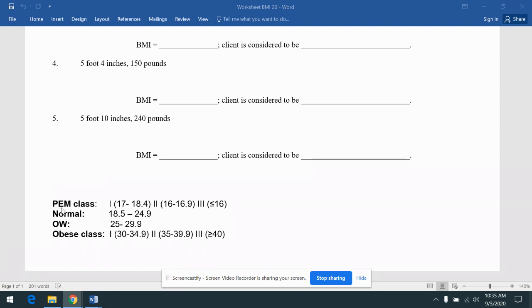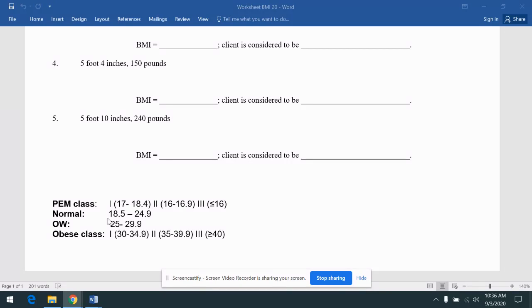So what's called a PEM, that's protein energy malnutrition class, is a body mass index less than 18.4. That means that they're at risk for nutrition-related deficiencies. We might see this in elderly folks, failure to thrive, somebody who is suffering from an eating disorder, impoverished people in third world countries.